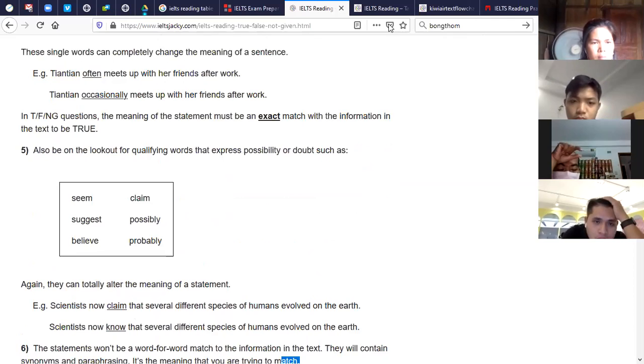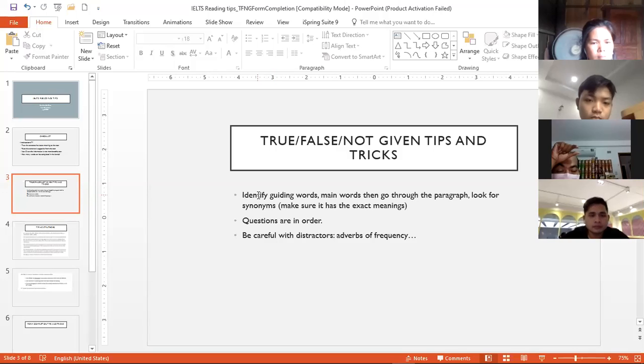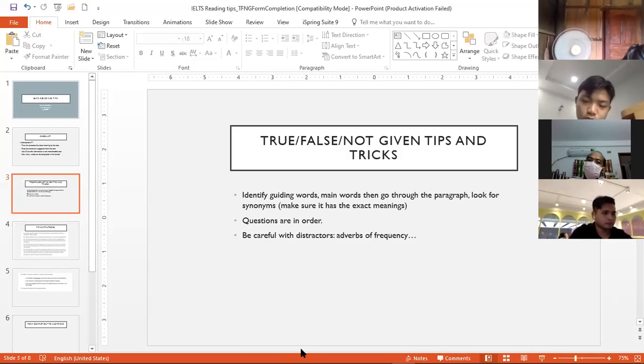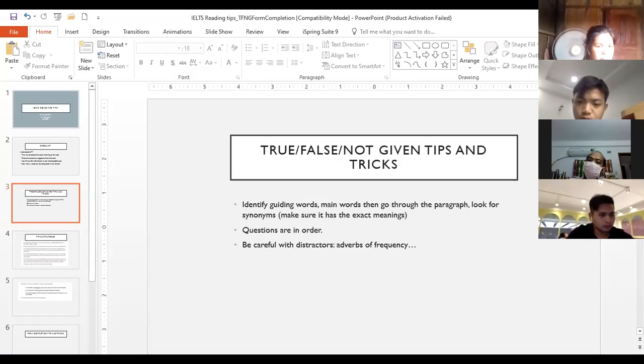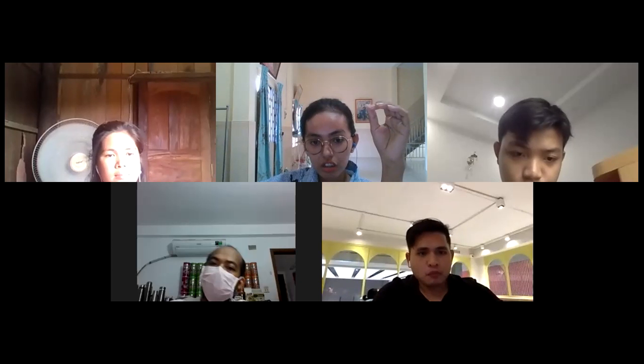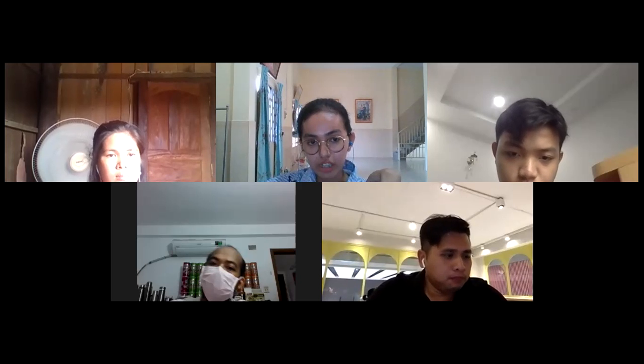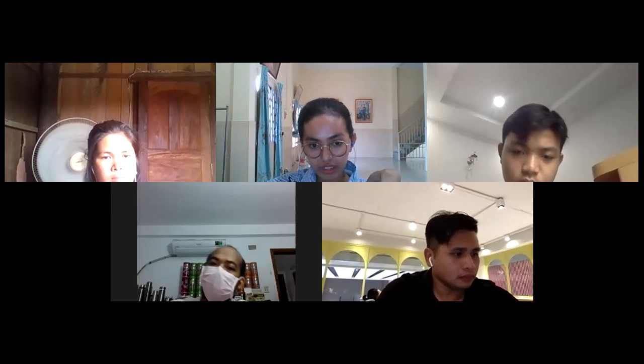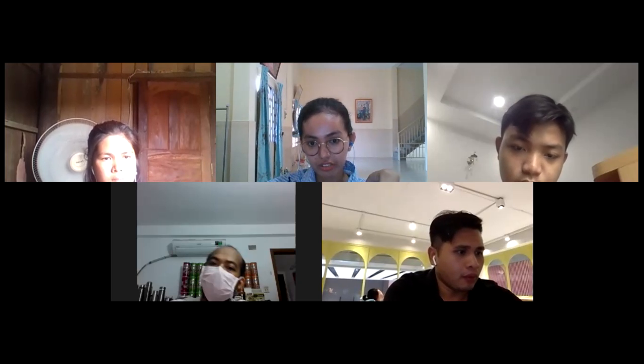So in order to test this, let's see. Remember the tips. Number one, look for the guiding words. You go back to the text, check that guiding word and read that section. Number two, questions are always in order. Number three, be careful with distractors. So right now, what I'd like you to do is look at this extract that I got from IELTS practice, so we can go through this together.